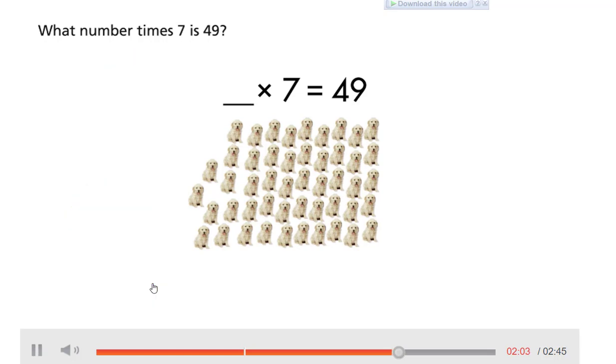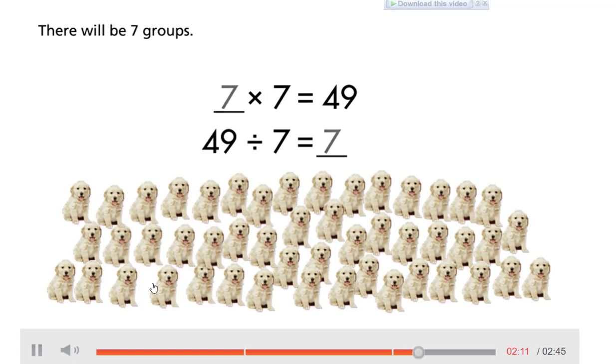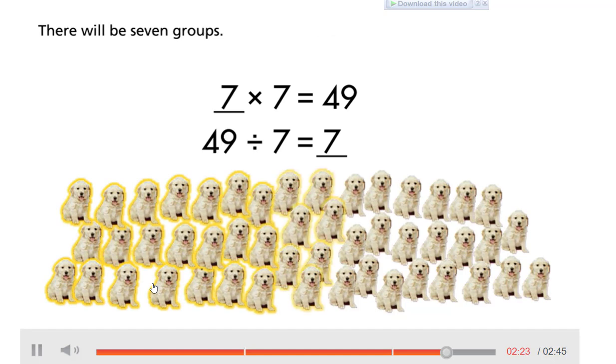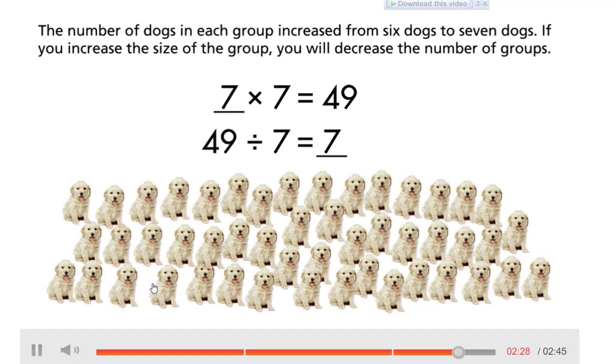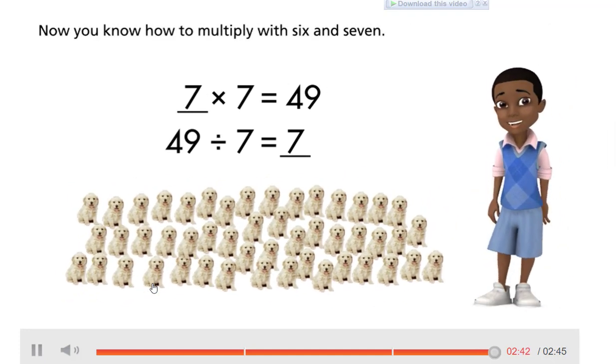Great work. Now that you found the multiplication sentence, what is the division sentence? There will be 7 groups. Why are there fewer groups when there are 49 dogs signed up? The number of dogs in each group increased from 6 dogs to 7 dogs. If you increase the size of the group, you will decrease the number of groups. Now you know how to multiply with 6 and 7.